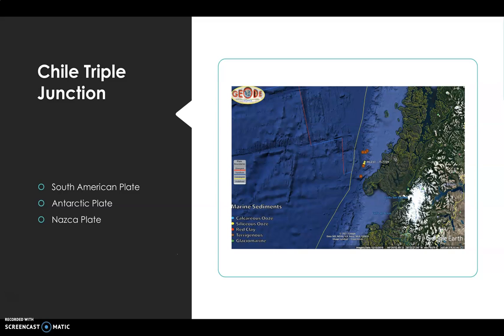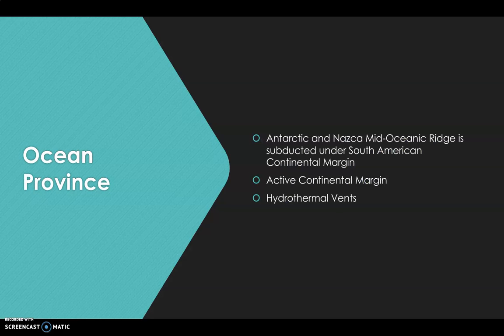A result of this process is the Andes Mountain Range, and also in 1960 the strongest earthquake ever recorded. This 9.5 magnitude earthquake created a massive tsunami which had a combined death toll of over 5,700 people. For Ocean Province, the Antarctic and Nazca Plates have created a mid-oceanic ridge, which subducts under the heavier South American continental plate. This is an active continental margin.